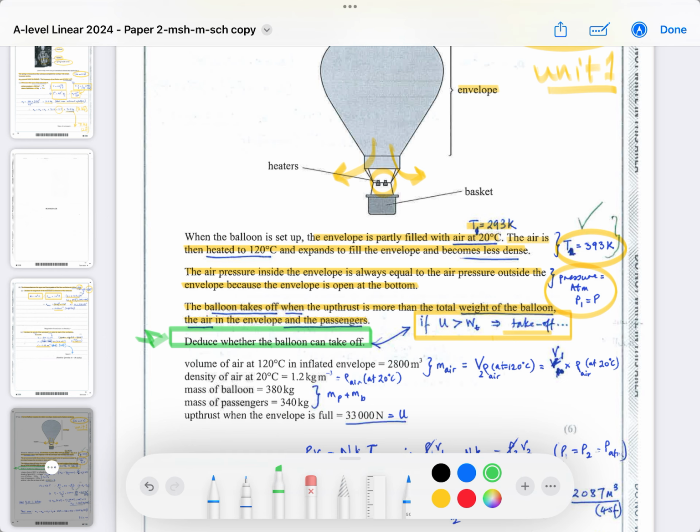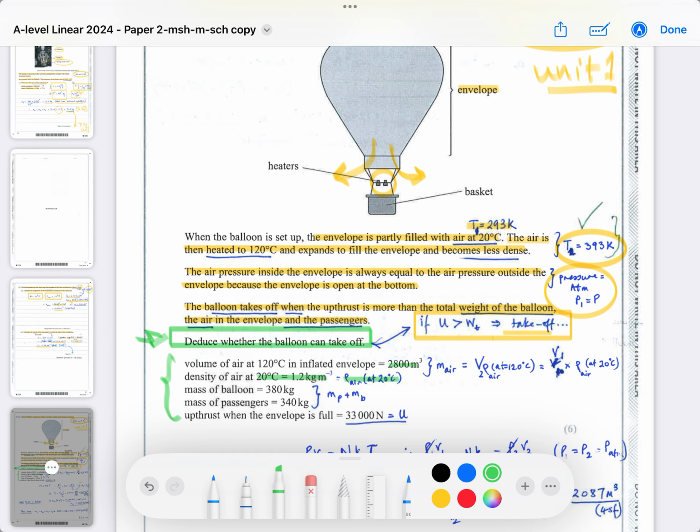Okay, they're giving us all this data. The volume of the air initially was, it's a final volume, okay? They're given the mass of the balloon, the mass of the passengers, and the density of air at 20 degrees centigrade. Okay, so that's the density of air at 20 degrees centigrade.